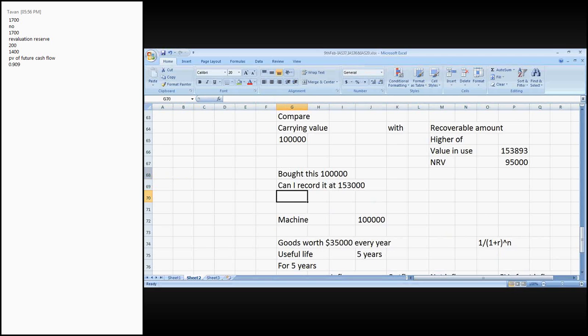If I'm using the revaluation model, then I can do so. But that is value in use, isn't it? Yeah. Can I ask something?